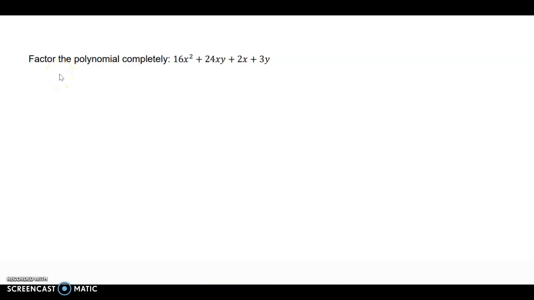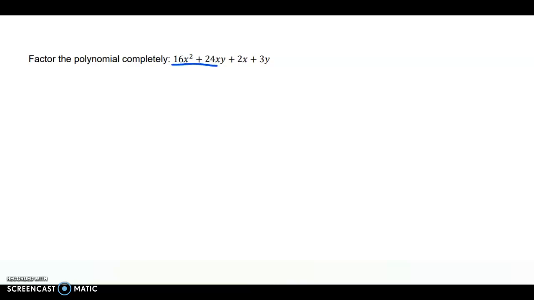Factor the polynomial completely. We have 16x squared plus 24xy plus 2x plus 3y. So first thing I always look for is to make sure we don't have a greatest common factor between all four terms. And looking, we don't. It's close. Those first three terms will divide by 2, but the last term, 3, will not divide by 2. So I can see I don't have a greatest common factor.